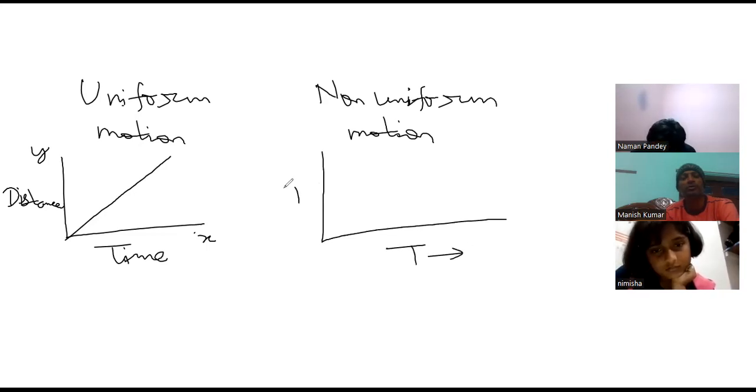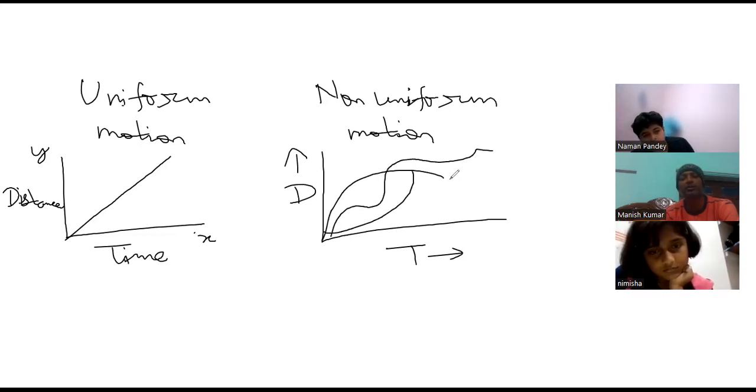And non-uniform will be in a curved line, sir. It can be like this, it can be like this, anything may be. So this is called non-uniform motion.